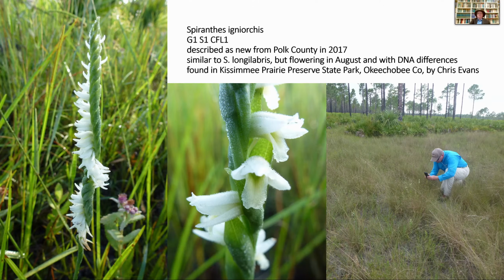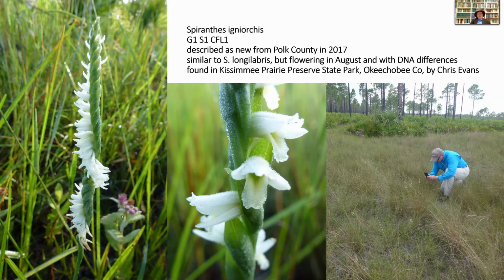described as a new species in 2017. It's similar to Spiranthes longilabris, but flowering in August instead of in November to December. And since it was within less than a month or 2 after it was described, Chris Evans was able to find it at Kissimmee Prairie Preserve State Park, not too far away, but in a different county.